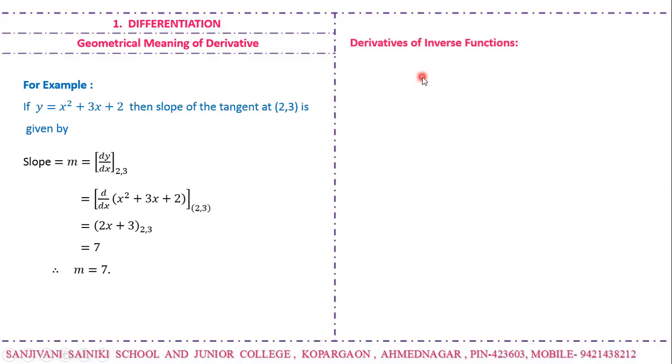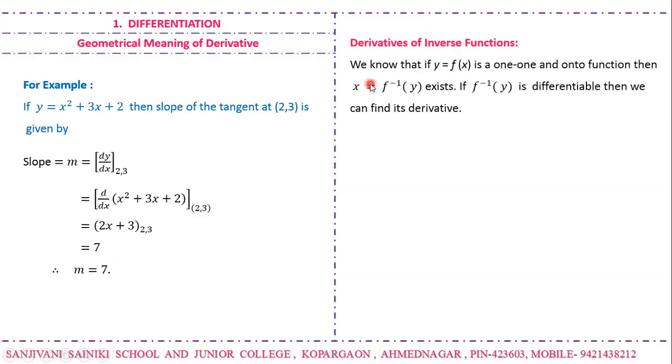Now what is meant by derivatives of the inverse function? Now we know that y is equal to f of x is a 1-1 and onto function. Why is it 1-1 and onto? To define the inverse of the given function, it is necessary for the function to be 1-1 and onto.